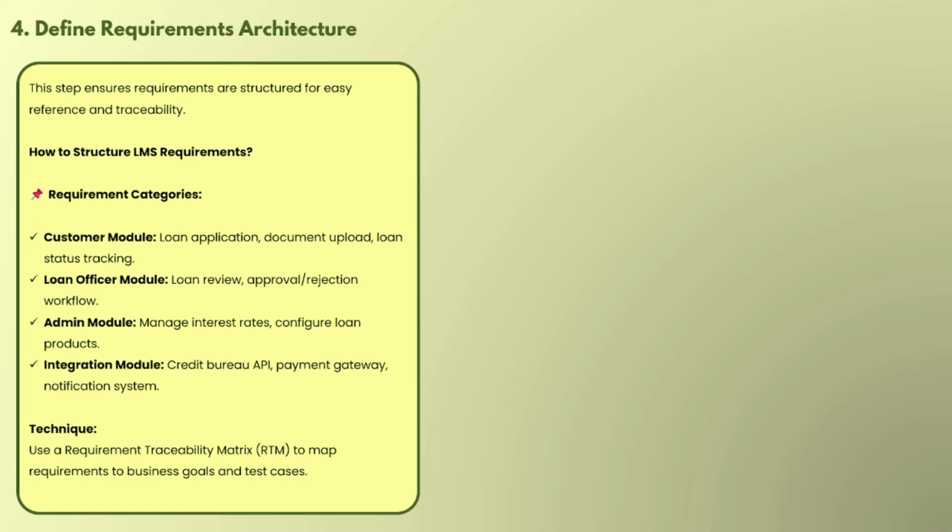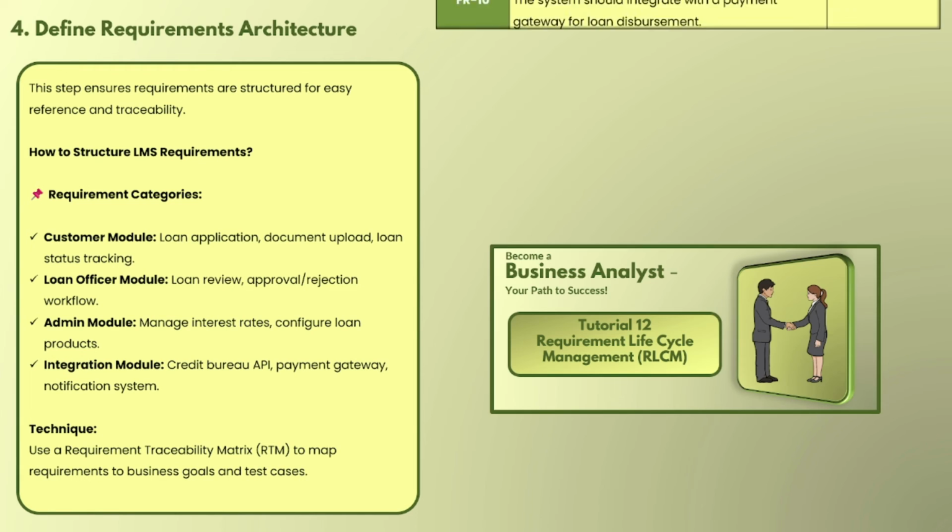We are dividing our requirements as per the categories, so that it makes life easy for both parties: the developer who is going to develop, and the business who wants this particular thing, and they can easily understand the requirements as well. And the technique involved in requirement architecture is the requirement traceability matrix.